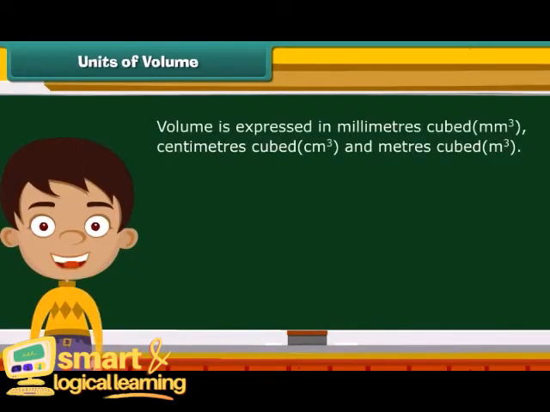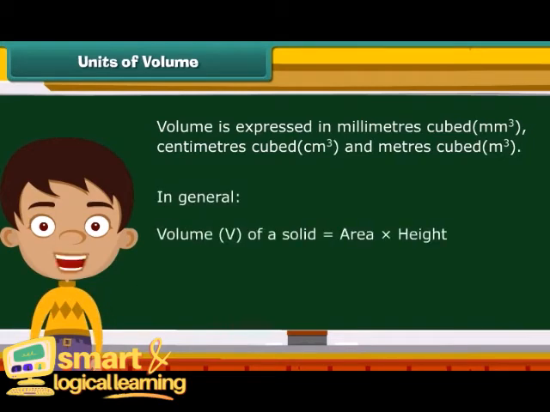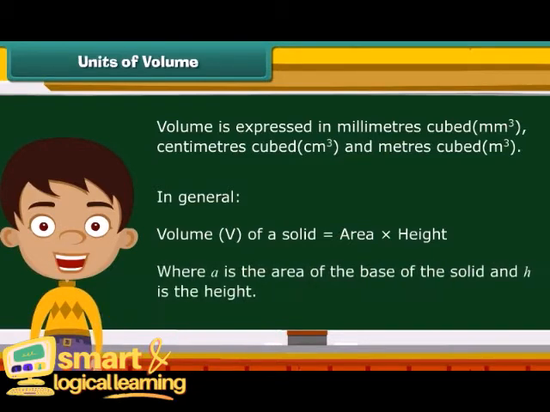Basically, volume is expressed in millimeters cubed, centimeters cubed, and meters cubed. In general, the volume, V, of a solid is given by the area of the base times height, where A is the area of the base of the solid and h is the height. Let's learn about the volumes of different objects.